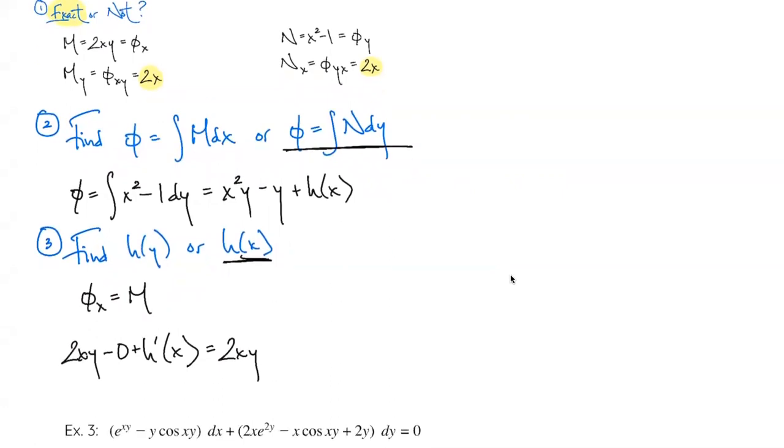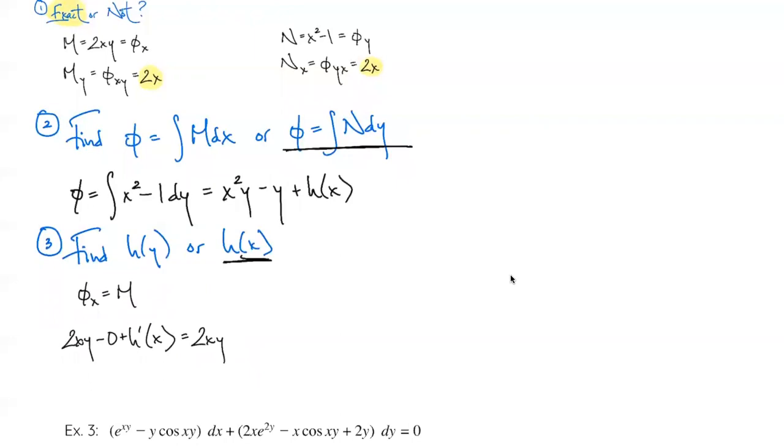Now, I think at this stage, we can tell why I chose to do the integral of n dy, and that's just because I noticed that this 2xy and this 2xy cancel out. And so I really have h prime of x equals 0. And that's a pretty easy integral to do. So when I integrate, I get h of x equals, here's where we're going to call it either c1 or k. All right.